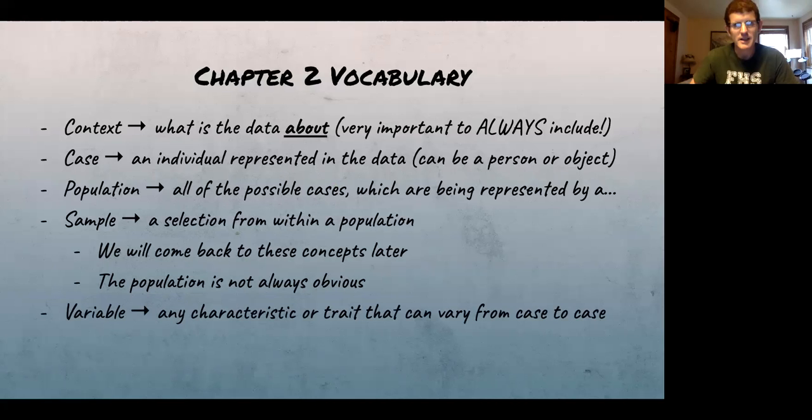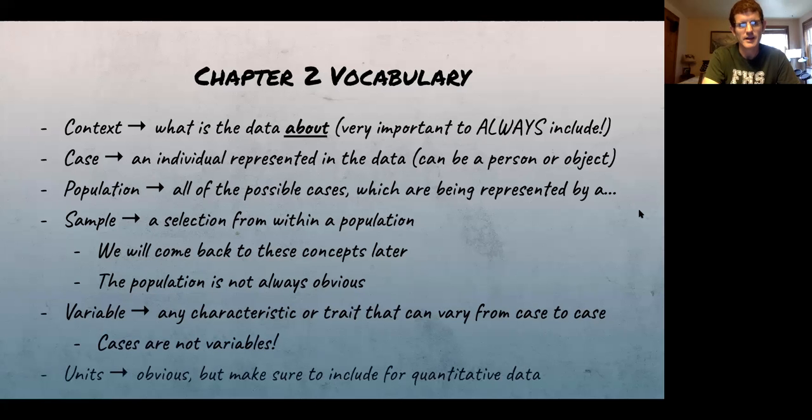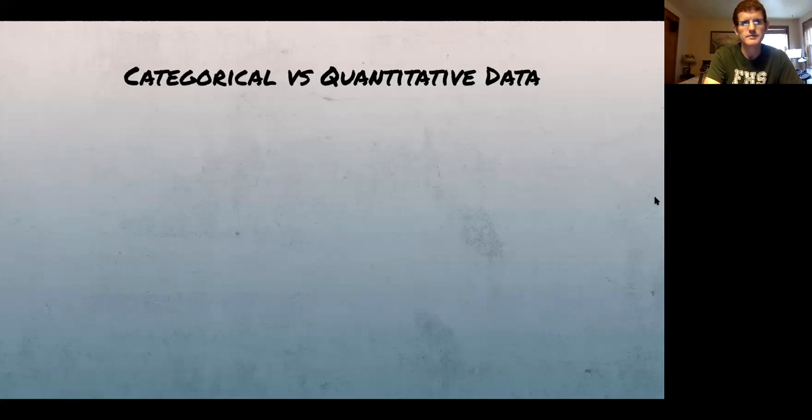Variable: that's any characteristic about one of the cases that can change from case to case. The cases themselves are not variables. And lastly, this doesn't need an explanation, but make sure to include your units for quantitative data. If it's a table, you might just at the very top say weight in pounds, so we know what is being measured. Okay, hopefully basic stuff.